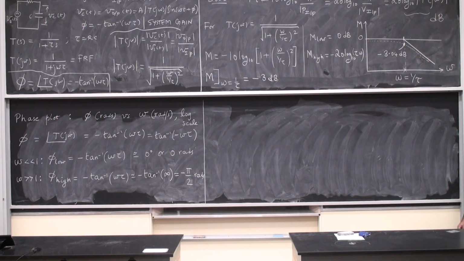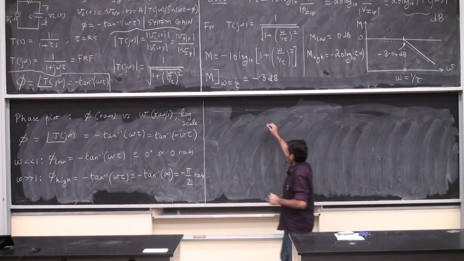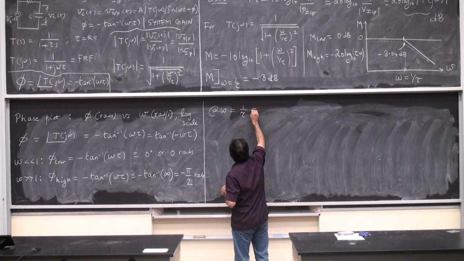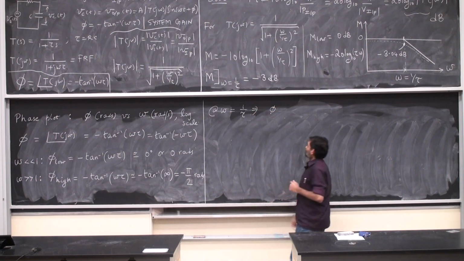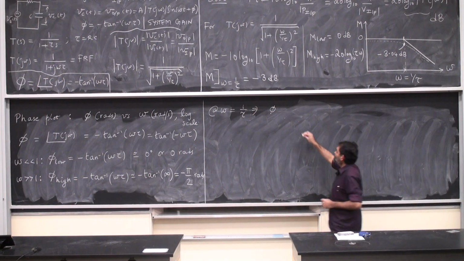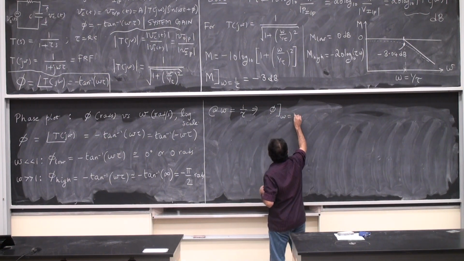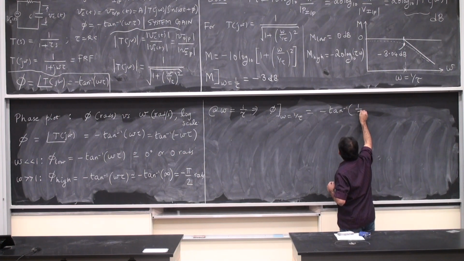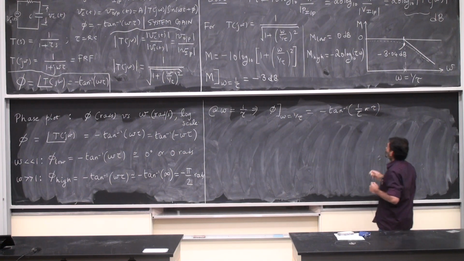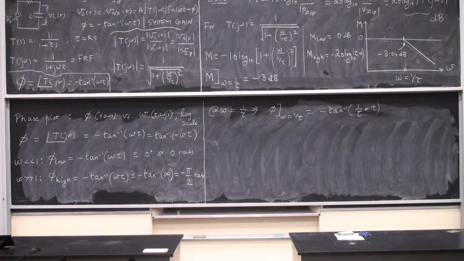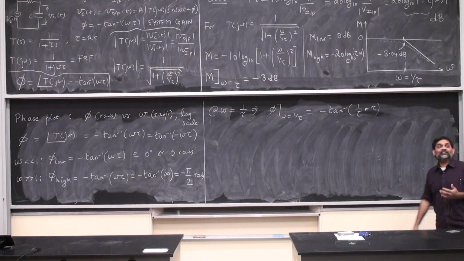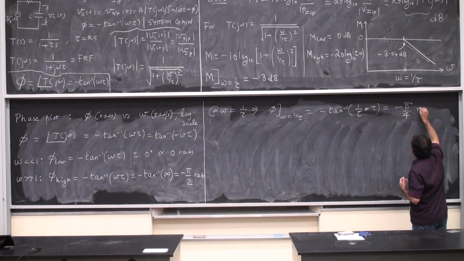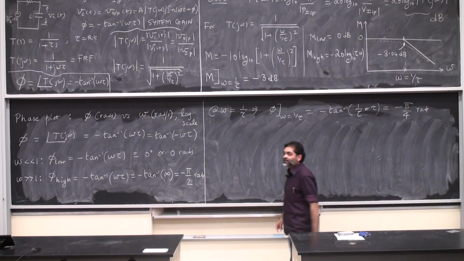I will also calculate one more value at the corner frequency. Okay, so at omega equal to 1 by tau, the value of phi is the following. So phi at 1 by tau is minus tan inverse of 1 by tau times tau, which is minus tan inverse of 1. Tan inverse of 1 is 45 degrees, so this is minus pi by 4 radians.